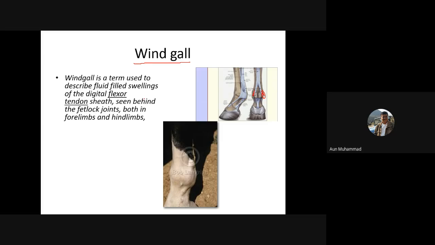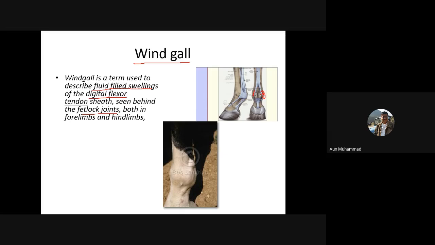So I can define this term. Wind gall is the fluid-filled swelling of the digital flexor tendon sheath, and it is usually seen behind the fetlock joint. So these are, in fact, the pathophysiological aspect as well as the definition of this condition, wind gall. You can see these sort of cases very commonly in equines, the cases of wind gall.